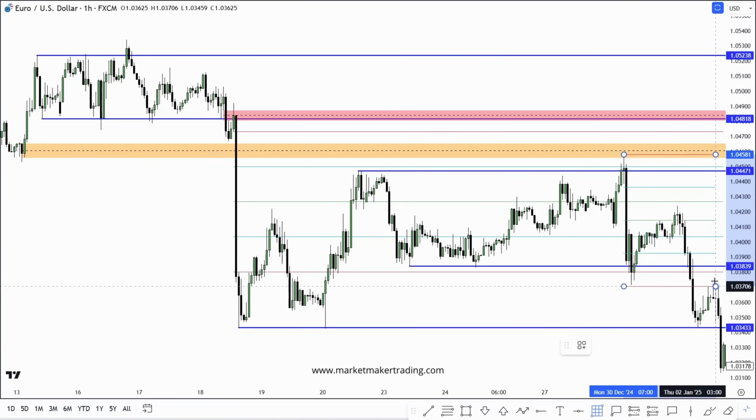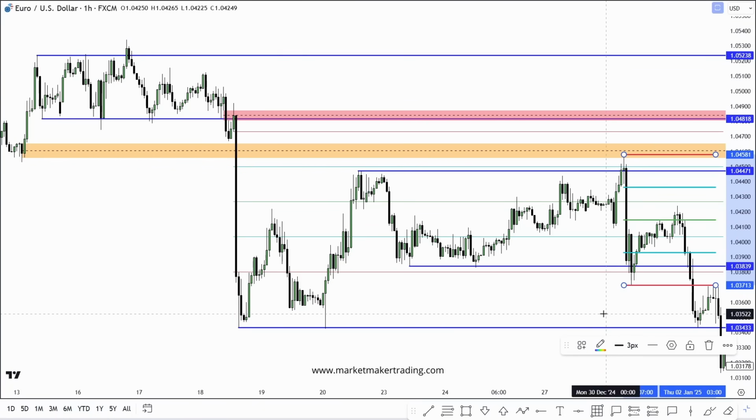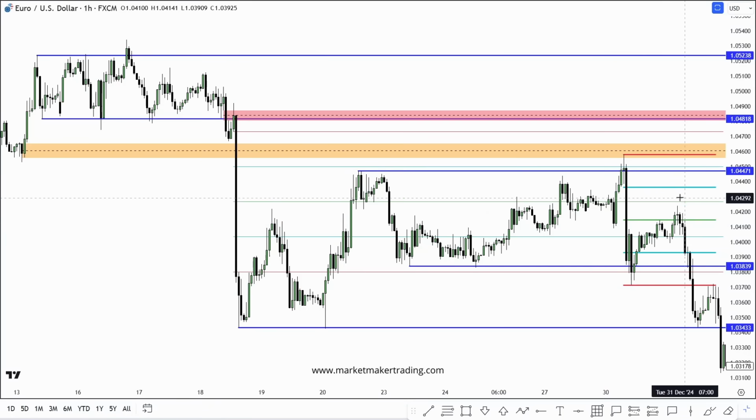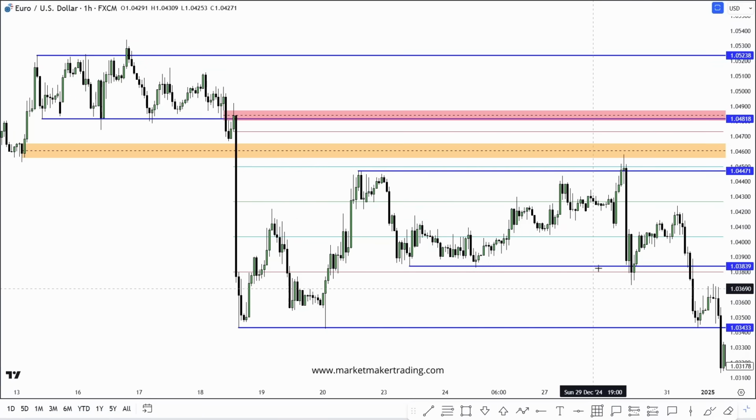So if we run our fib from this high down to this low, the midpoint is this green line. Anything above that green line is what? Let me just make that a bit thicker so it stands out. Anything above that green line is a premium, right? We want to sell short inside of a premium. Now, let me take this off. What else can you notice here?